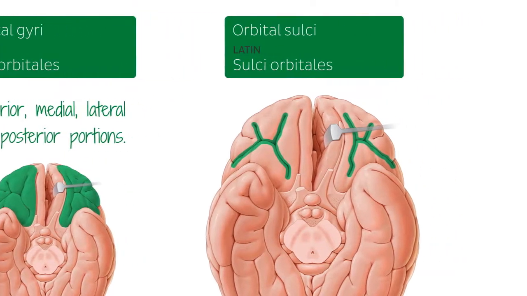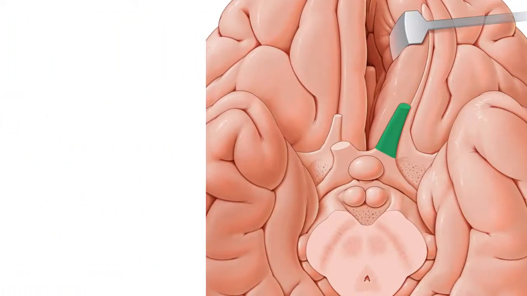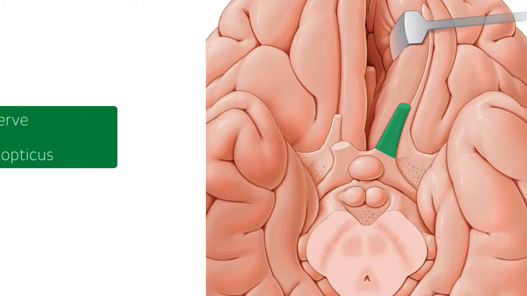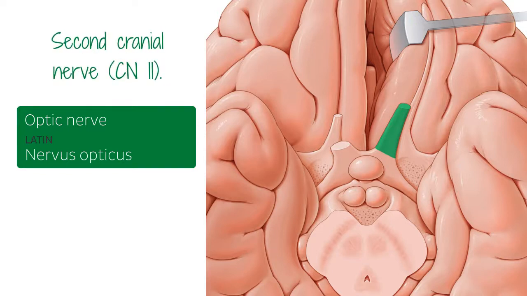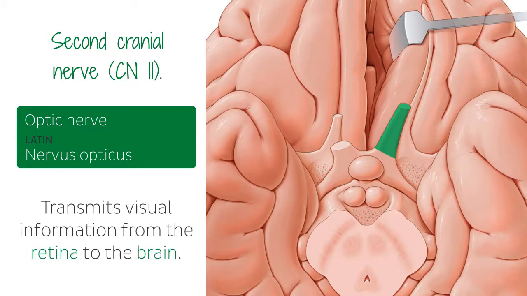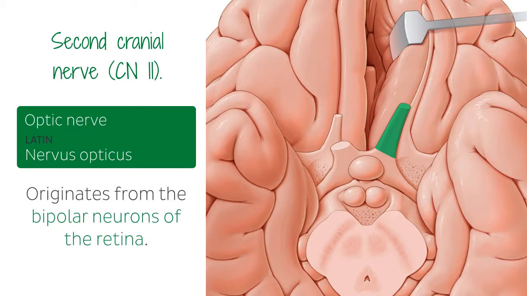Next, we're going to be showing you here this nerve that you can still see on this image. This is known as the optic nerve. So medial to the orbital gyri, we see this nerve here. And the optic nerve, which is the second cranial nerve, if you remember well, is a paired nerve that will be transmitting visual information from the retina to the brain. This nerve originates from the bipolar neurons of the retina and leaves the orbit, entering then the skull through the optic canal.